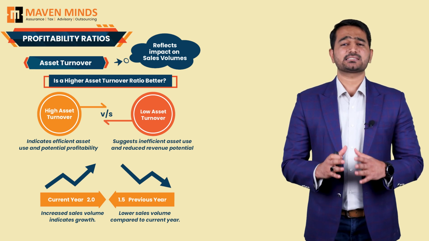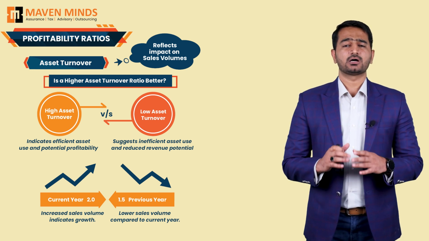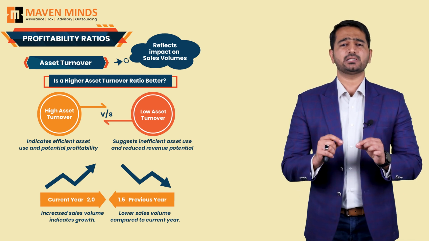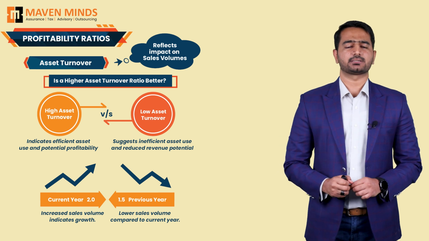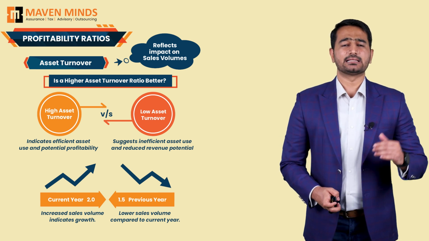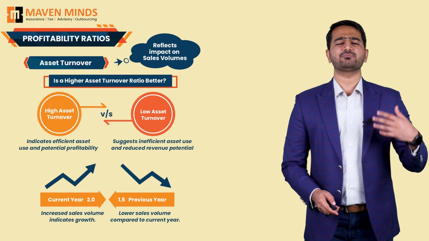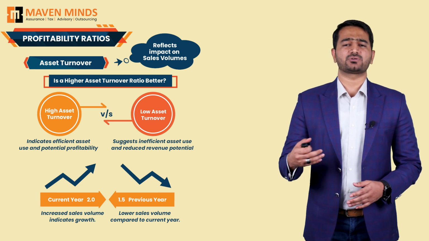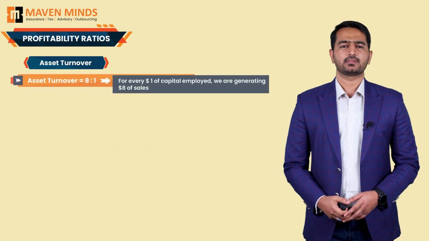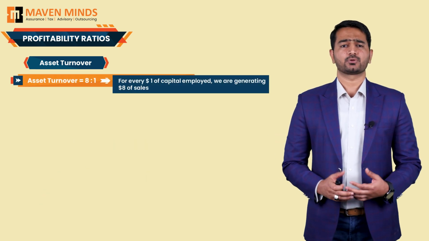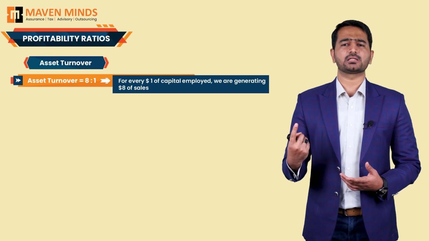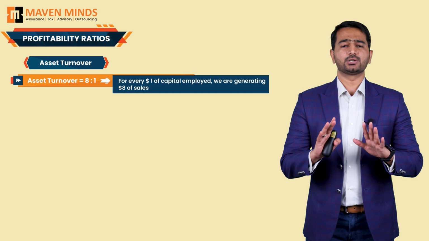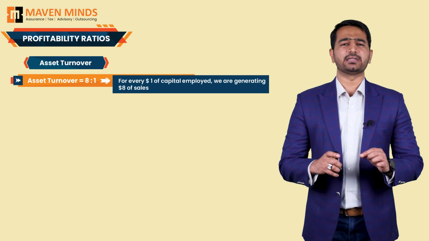My friends, asset turnover fundamentally assesses how efficiently we are using our assets to generate sales. The principle here is the higher, the better. But it's important to note that the asset turnover should not be excessively high. For example, imagine that your asset turnover ratio is extremely high, let's say 8:1. At first glance, you might think, wow, for every $1 of capital employed, we are generating $8 of sales. That's amazing. But hold on, this could also be a warning sign.